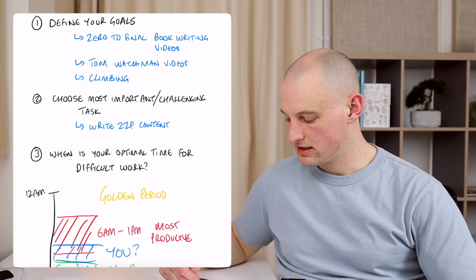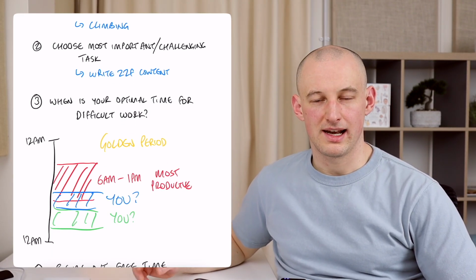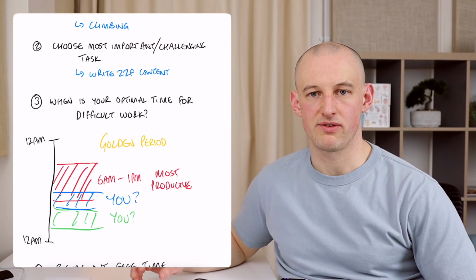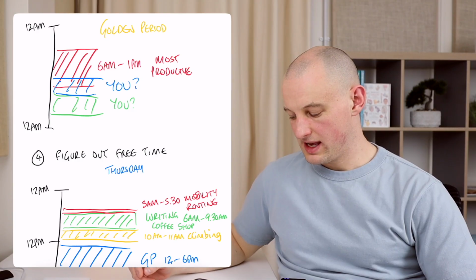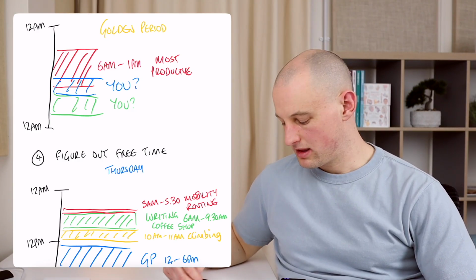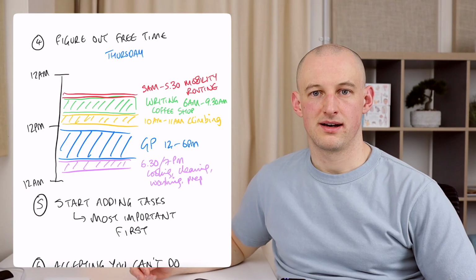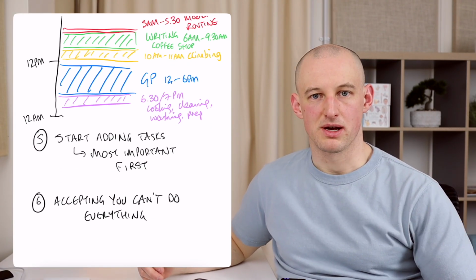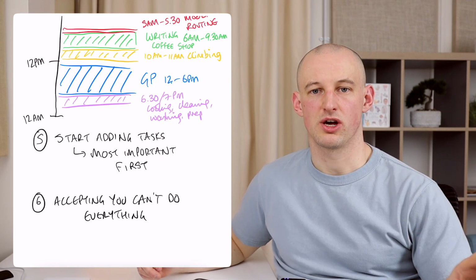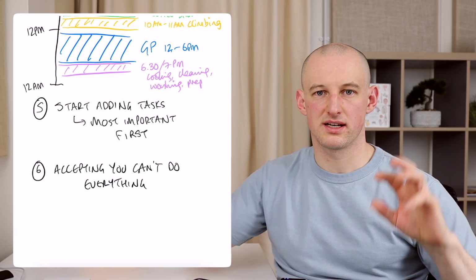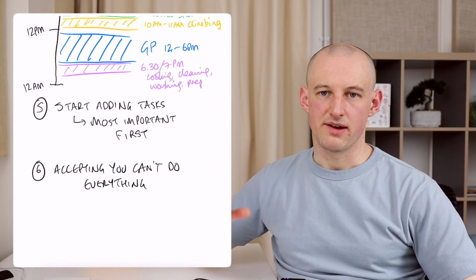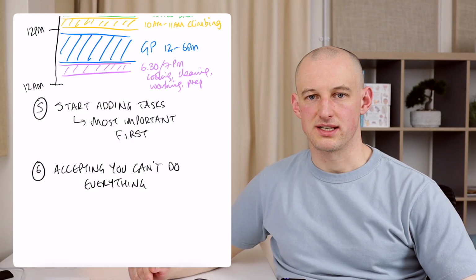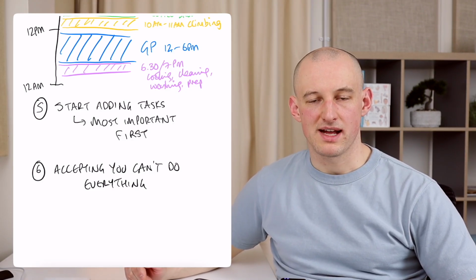Number three is clearly defining when your optimal time is. What's your golden hour for getting that most difficult stuff done? Then figuring out what free time you have to play with, and then start adding tasks to your schedule, starting with the most important and most difficult, really putting that in as the top priority. You can then start squeezing other things around it. And finally, accepting you can't do everything and it's going to take time and you need to be patient. And if you keep at it, things will get done.